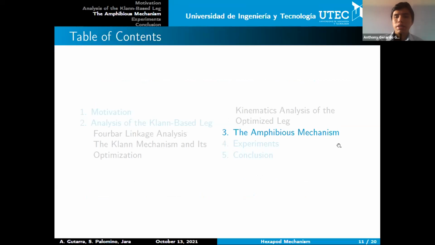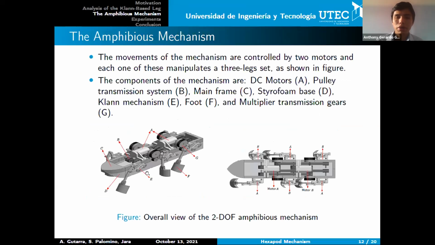Third, the amphibious mechanism. The image shown here represents the proposed prototype for the mechanism. It has a dimension of 30 by 15 centimeters, and all the pieces are 3D printed with PLA, and the mechanism consists of a main frame and 6 legs. Each one of these is made up of a crank mechanism, and all the movements of the mechanism are controlled by 2 motors, motor A and motor B, and each one of these manipulates a 3-leg set, as we can see here, the B set and the A set.